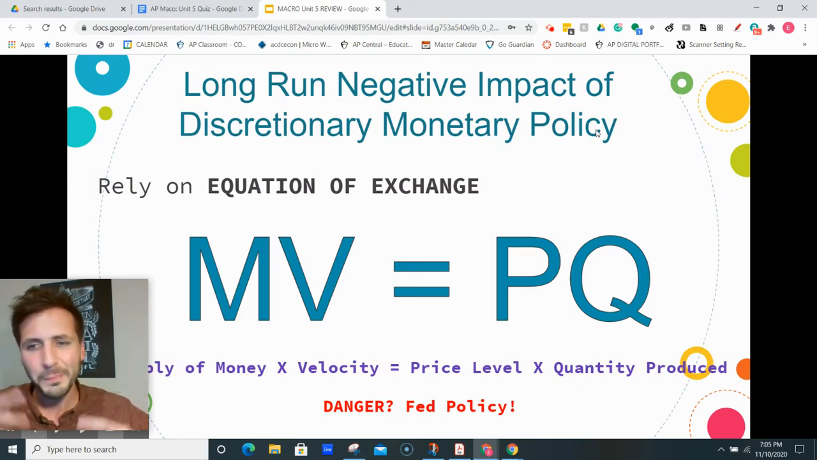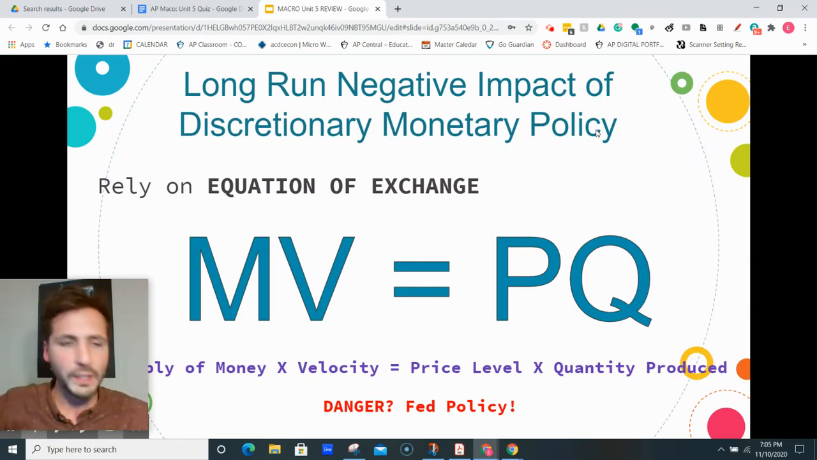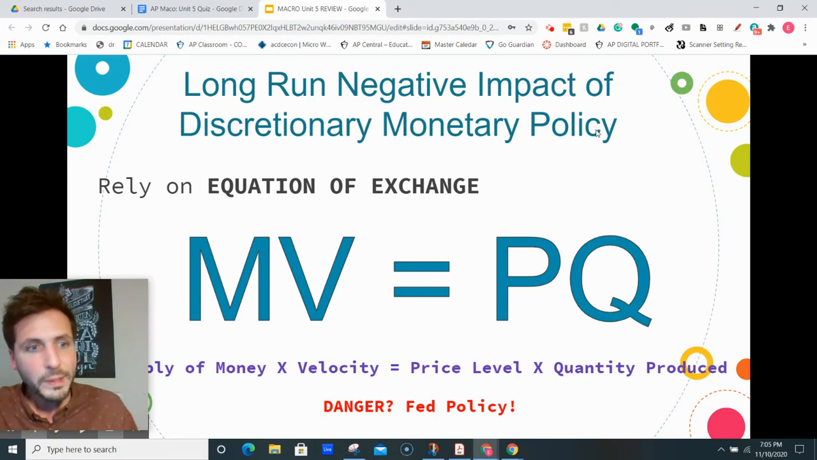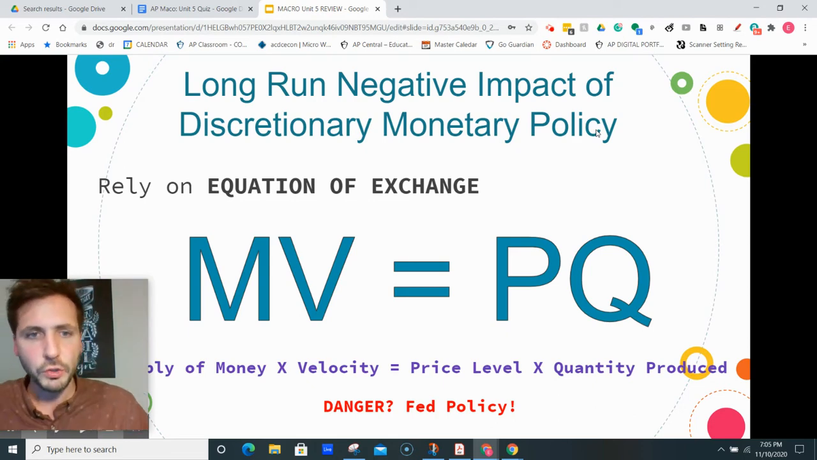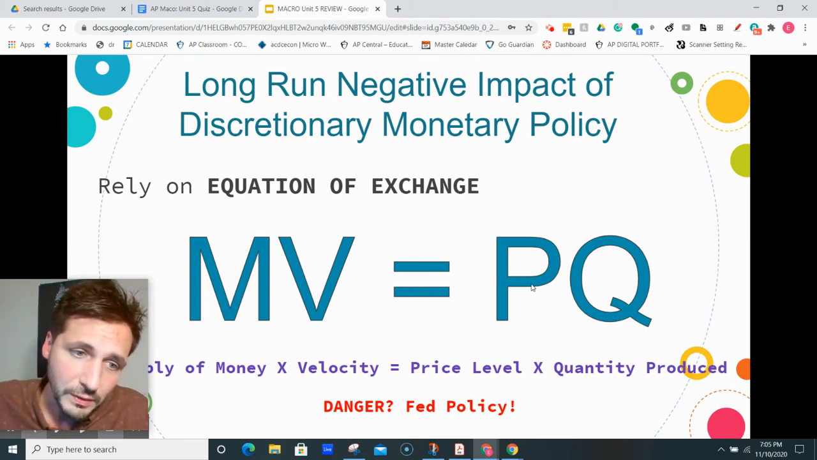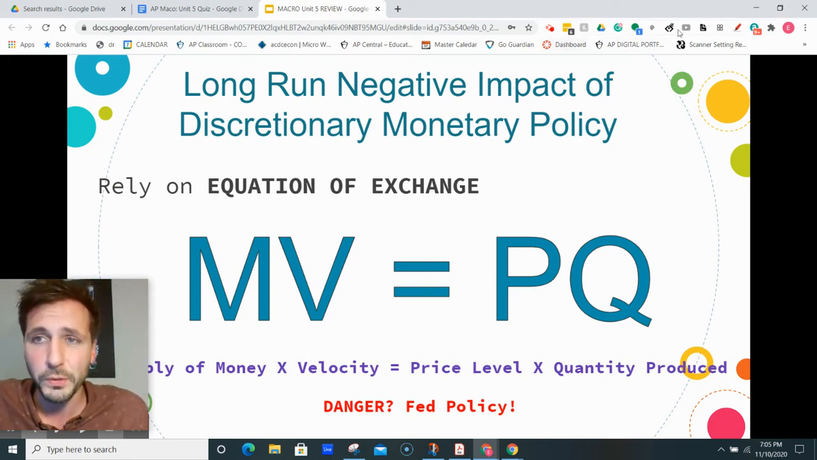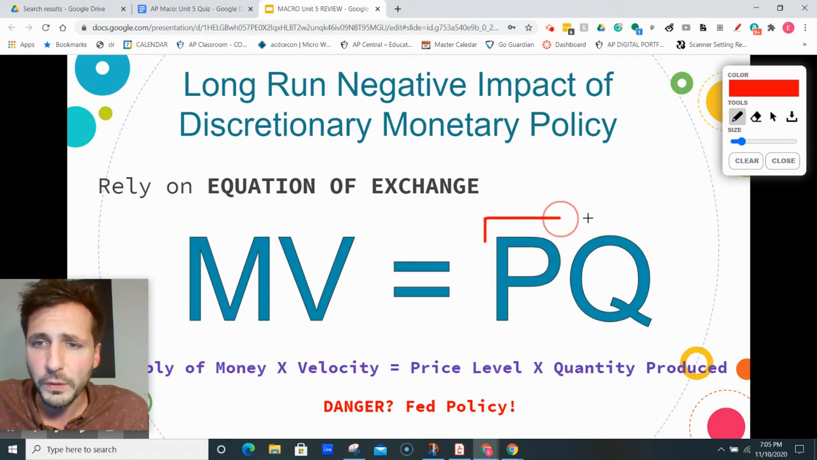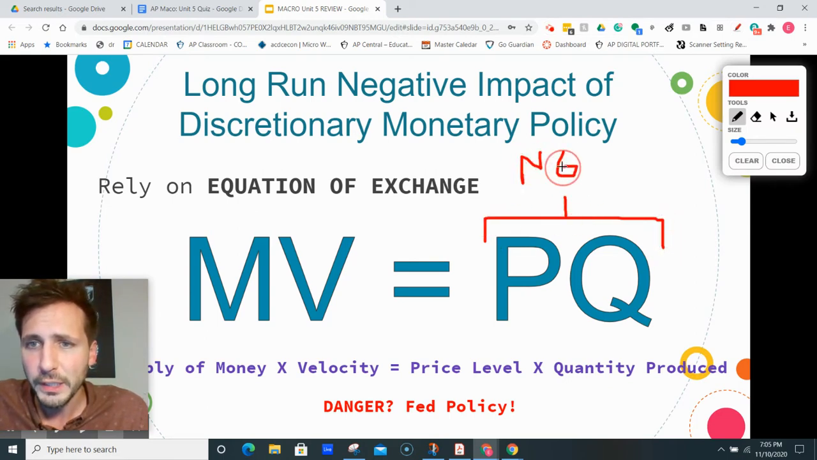So, to back up this whole idea that it looks like it's GDP, but really it's prices, monetarists use something called the equation of exchange. The equation of exchange is MV equals PQ. Money supply times the velocity of money equals price level times the quantity produced. Really, really important to know. P times Q is actually nominal GDP.